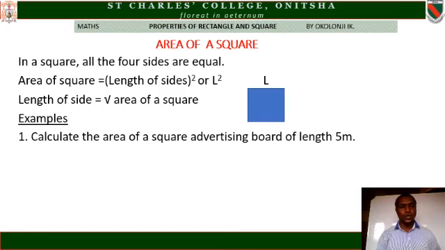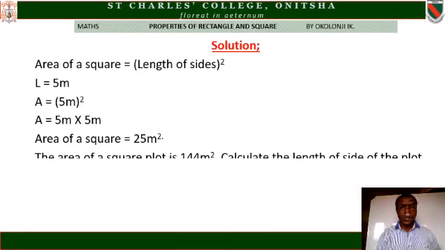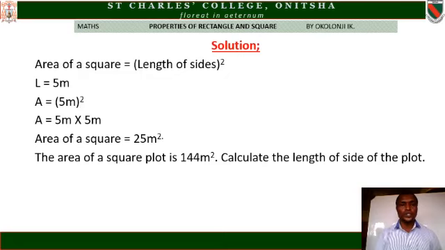Example 1. Calculate the area of a square advertising board of length 5 meters. Students, let's go into the solution. First, area of a square is equal to length of sides raised to power 2. There are some mistakes students normally make. Before you go into solving a problem in mathematics, you have to state the formula down, not rushing to substitute the problem and have the answer.